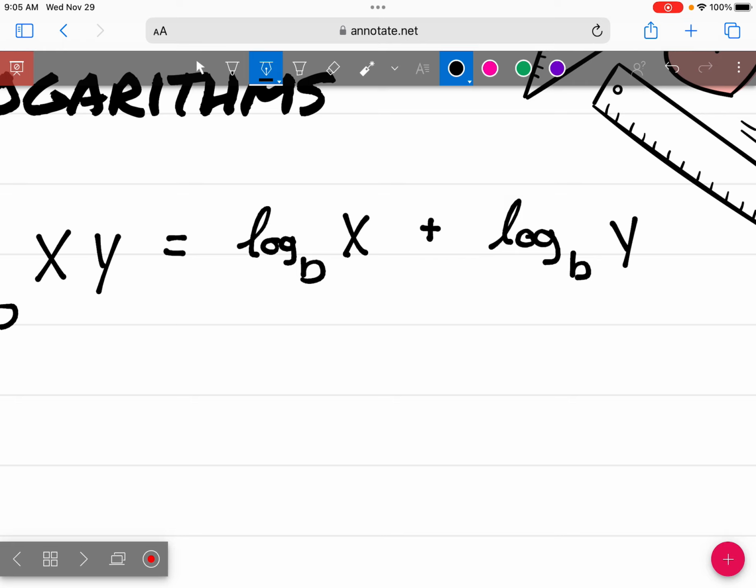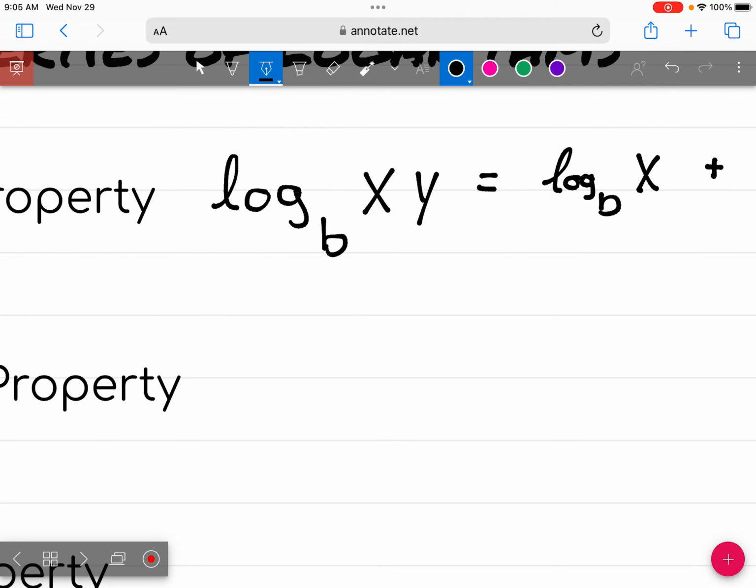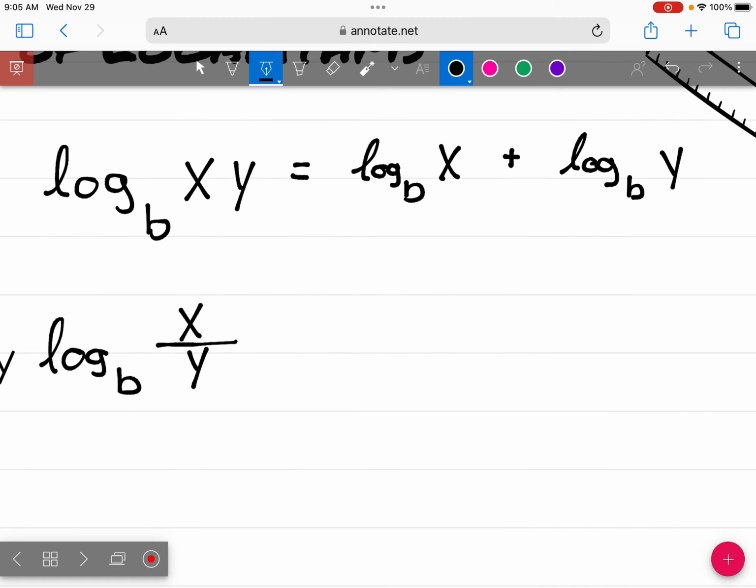When we look at the quotient property, so we have division, we have log base b of some division, x over y. Multiplication becomes addition, so division becomes subtraction. Log base b of the top, the numerator, minus log base b of y.